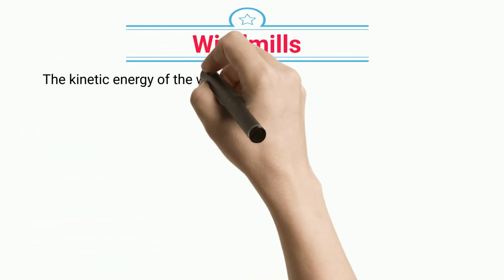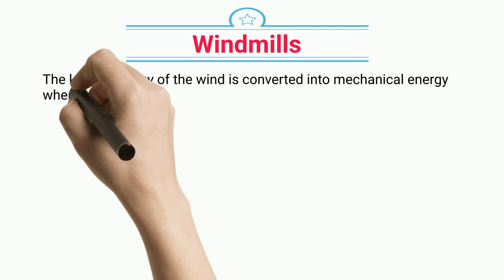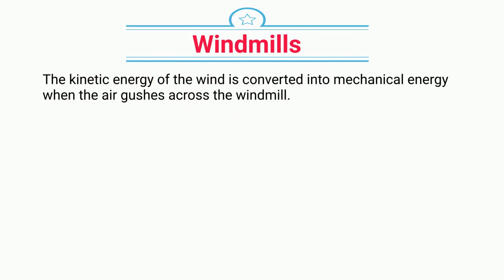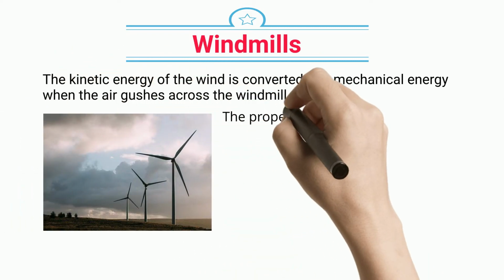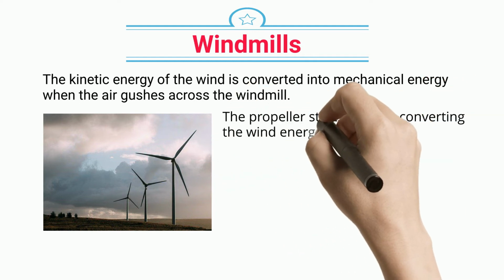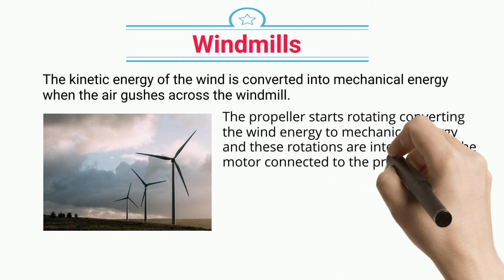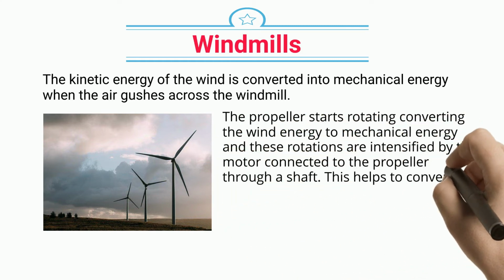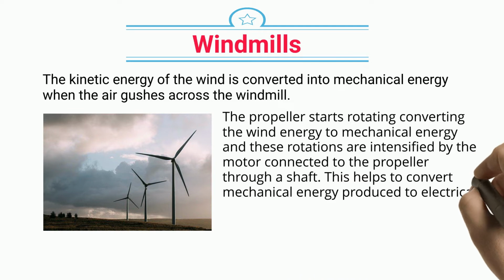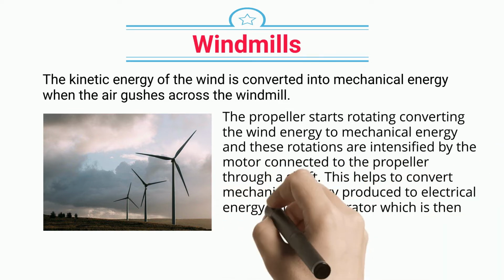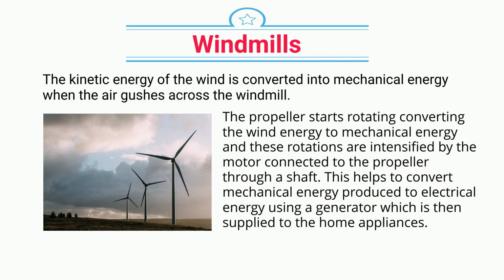Windmills. The kinetic energy of the wind is converted into mechanical energy when the air gushes across the windmill. The propeller starts rotating, converting the wind energy to mechanical energy, and these rotations are intensified by the motor connected to the propeller through a shaft. This helps to convert the mechanical energy produced to electrical energy using a generator, which is then supplied to the home appliances.